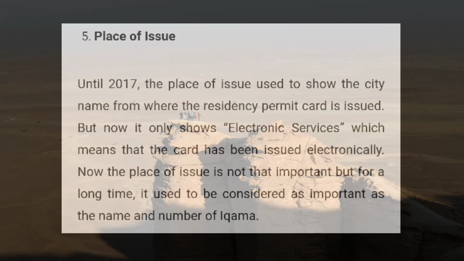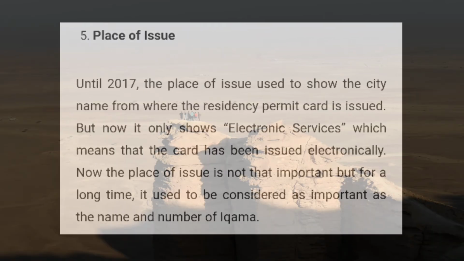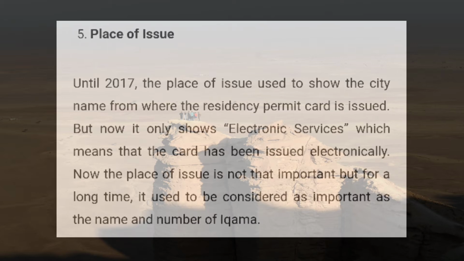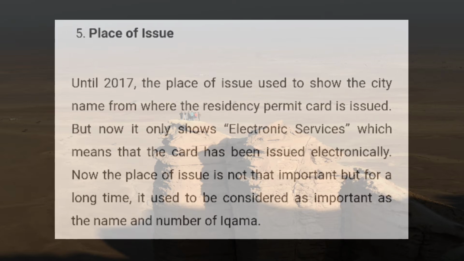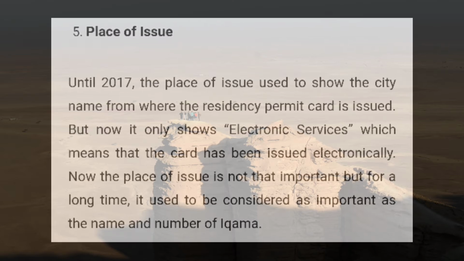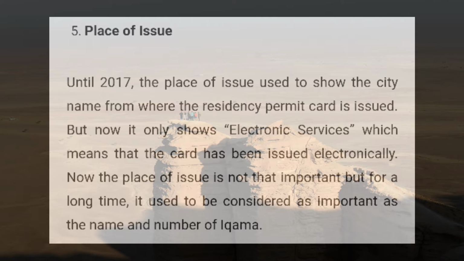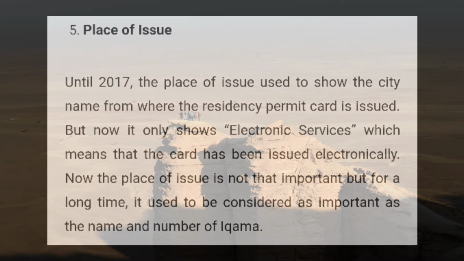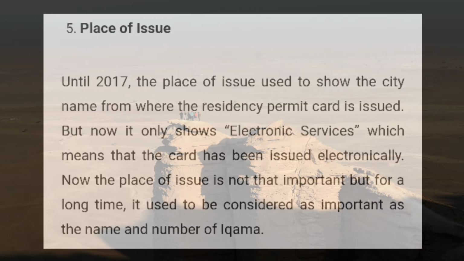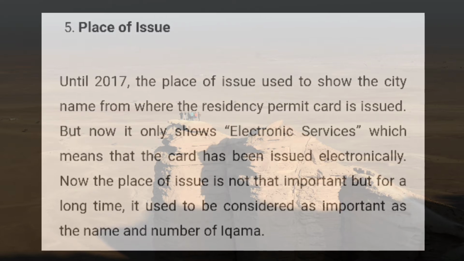Place of issue. Until 2017, the place of issue used to show the city name from where the residency permit card is issued, but now it only shows electronic services, which means that the card has been issued electronically. Now the place of issue is not that important, but for a long time it used to be considered as important as the name and number of Iqama.